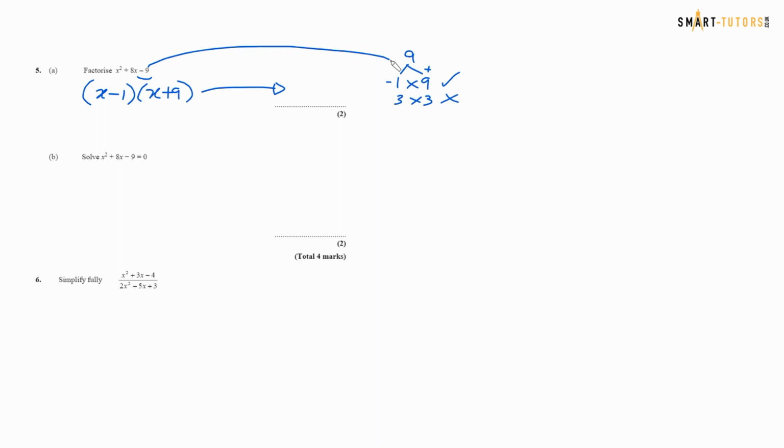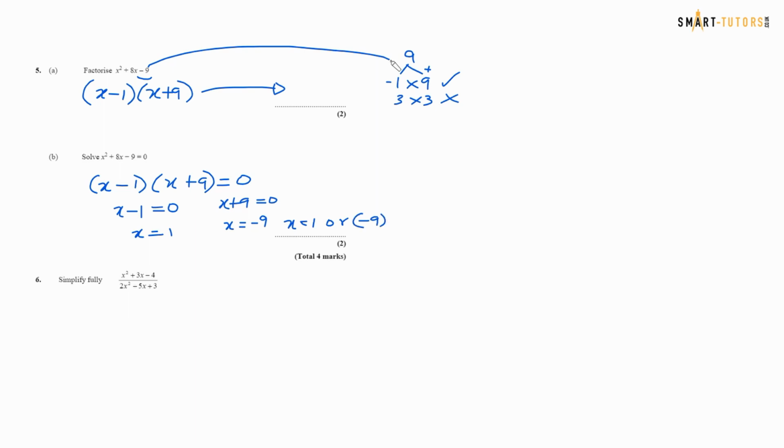Solve x squared plus 8x minus 9 equals 0. So the same question as part 1. So I'm repeating x minus 1, x plus 9 equals 0. So the first bracket, x minus 1 equals 0, x equals 1, x plus 9 equals 0, x equals minus 9. So the answer is x can be 1 or minus 9.